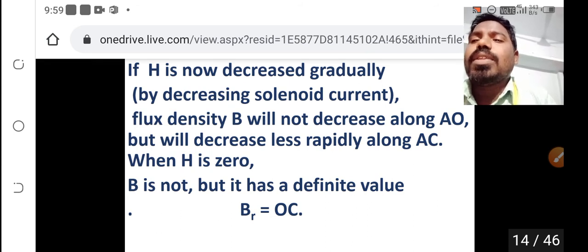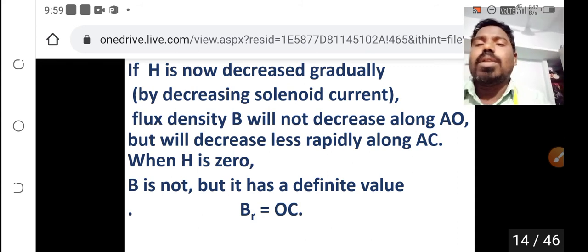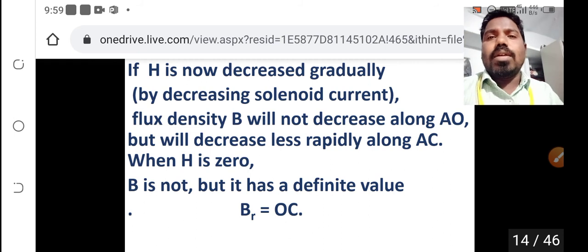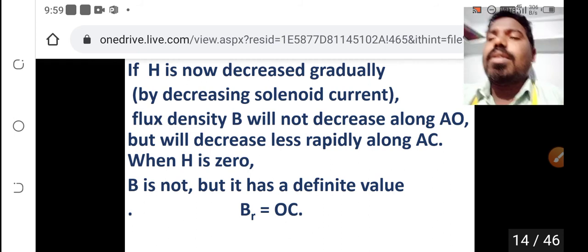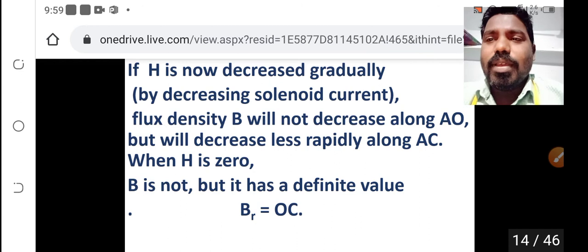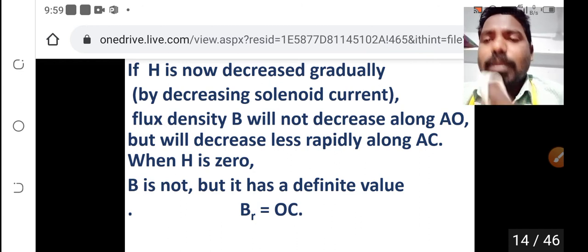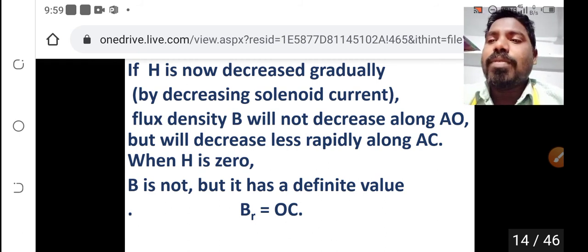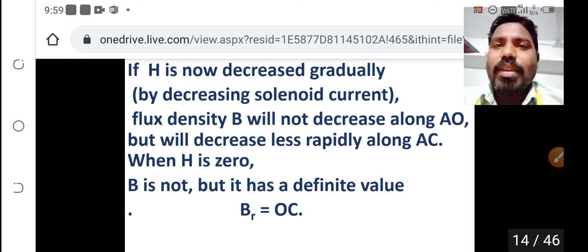When the value of H is 0 because of the solenoid current, most probably we think the value of B may be 0, but it is not happening here. Instead of becoming 0, the value of B goes to a minimum level, a definite value. It is not gaining 0 value even though H is 0.